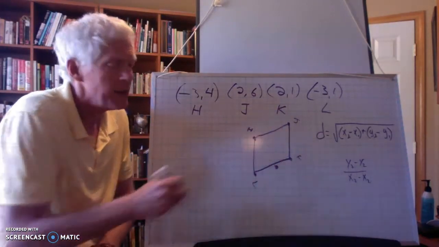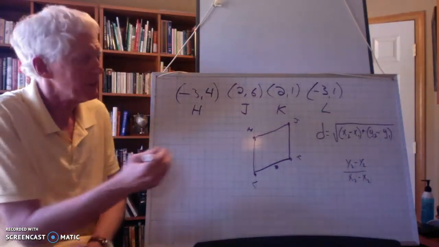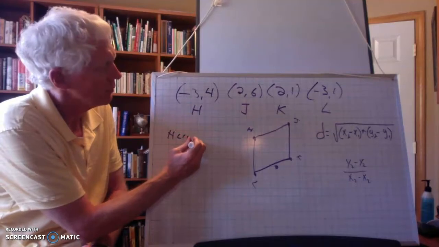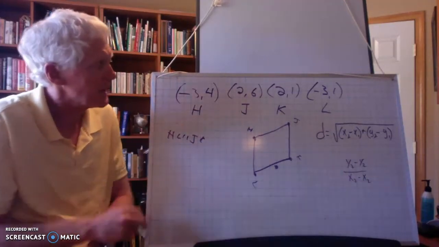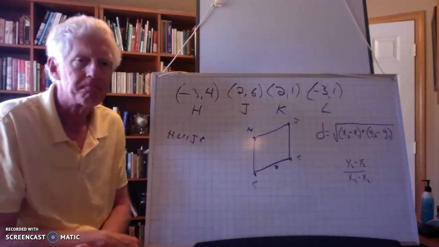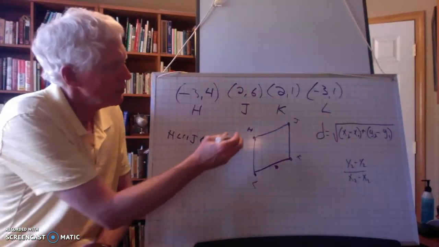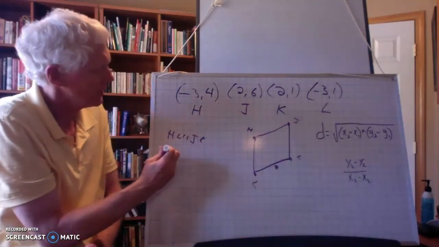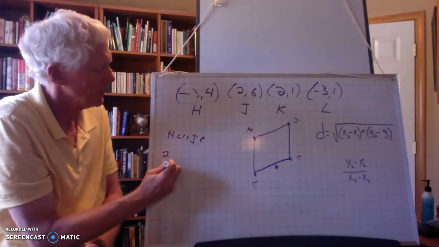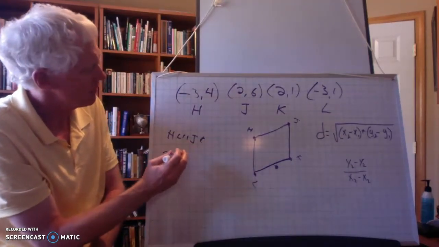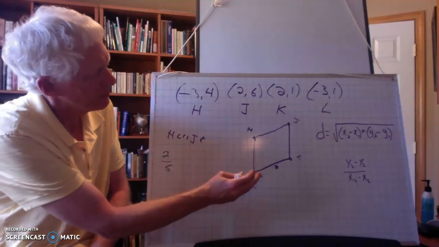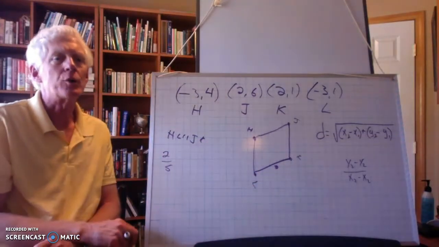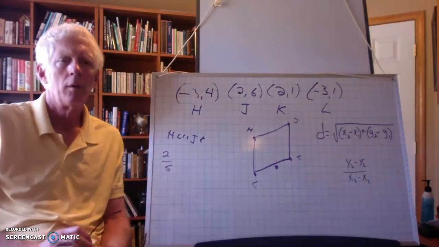HL and JK have the same slope. It's undefined. So HL is parallel to JK. Now comes HJ and LK. What are those slopes? Using the distance formula or the Pythagorean theorem, the slopes of both of those happen to be 2/5. They are equal. So because HJ is parallel to LK, we have a parallelogram.